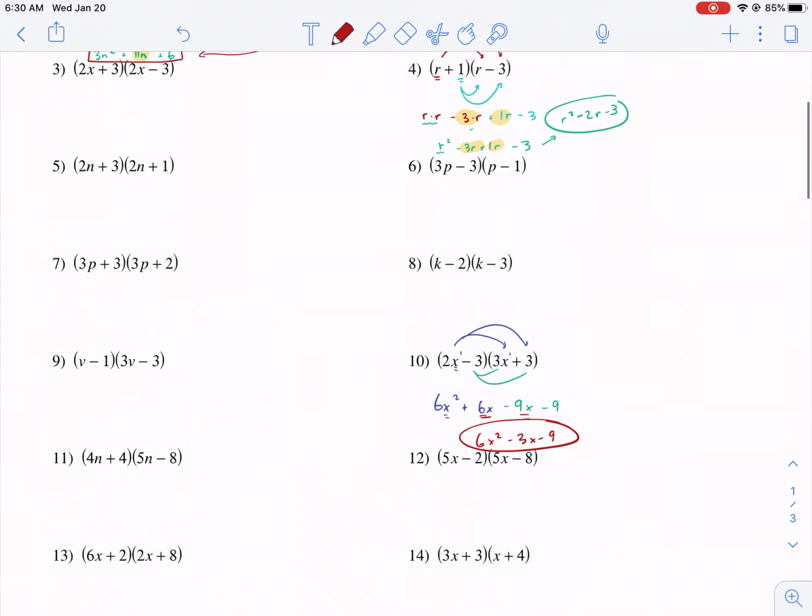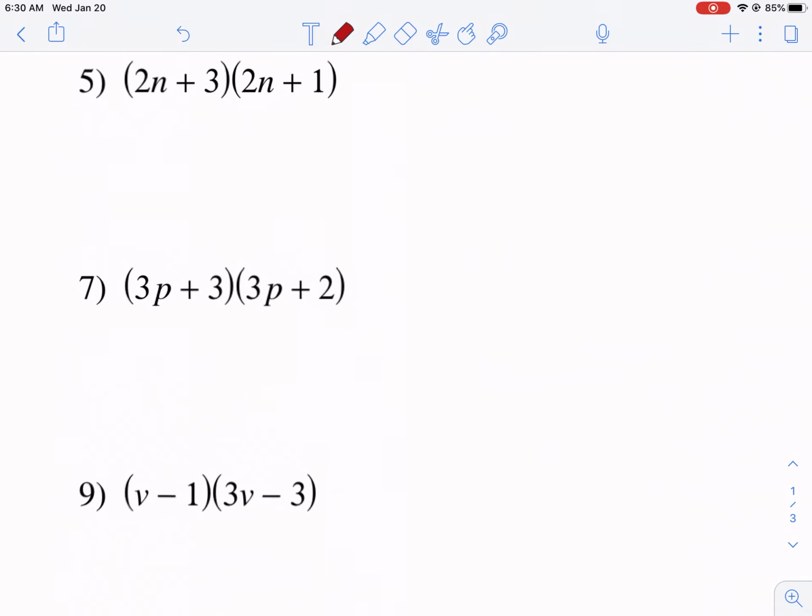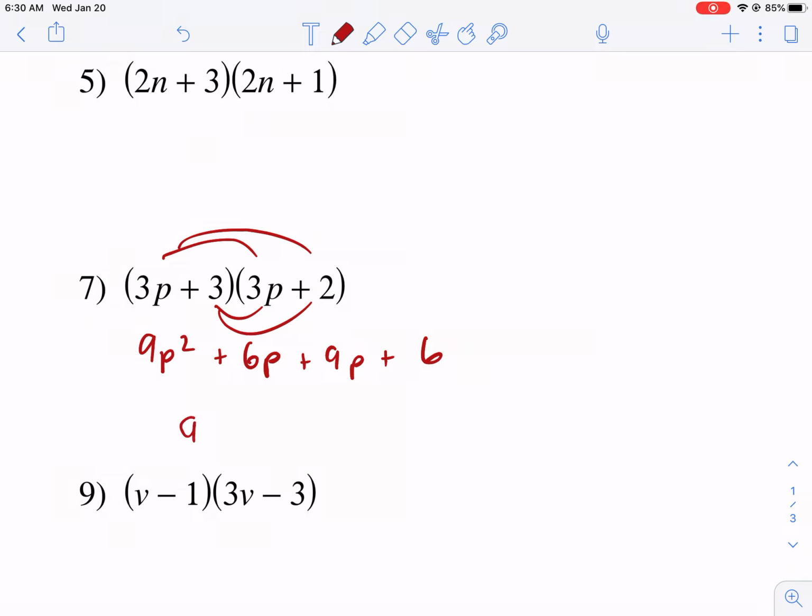Is there any other ones I should do? Let's go ahead and do maybe one up here. So we do 9p squared plus 6p. Okay, that was the top one. Now I'm doing the bottom one. 9p plus 6. 3 times 2 is 6. 9p squared, no other term. 6p and 9p combined to 15p, and then plus 6.